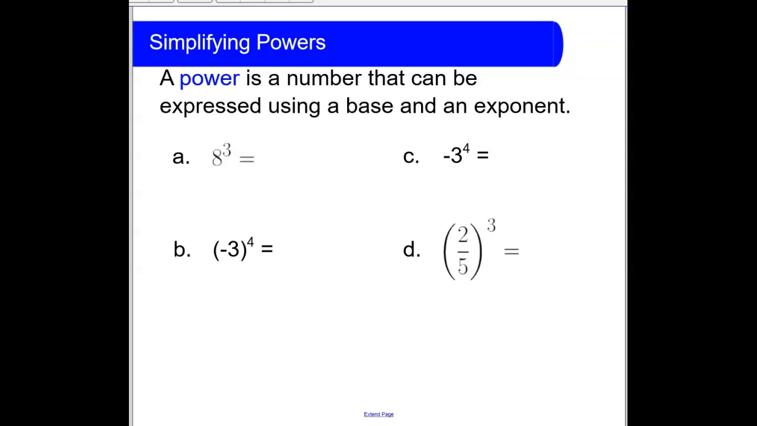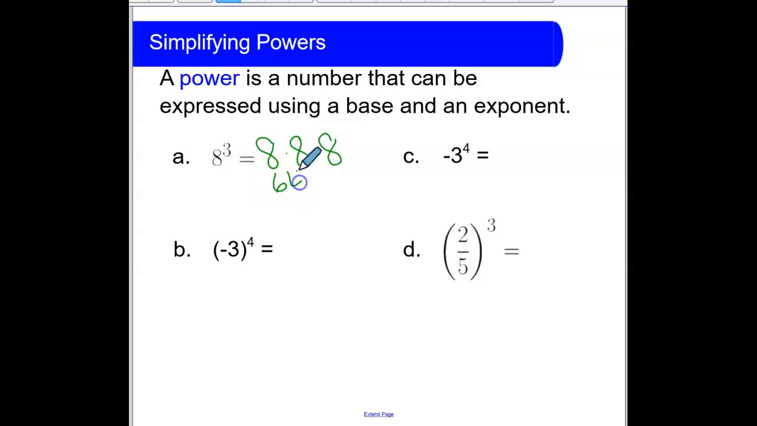In this video, we'll review the order of operations and evaluating expressions. But first, we'll look at simplifying powers, because we know exponents are part of the order of operations. So a power is a number that can be expressed using a base and an exponent. In A, 8 is the base, 3 is the exponent. 8 to the third power, that means 8 times 8 times 8.